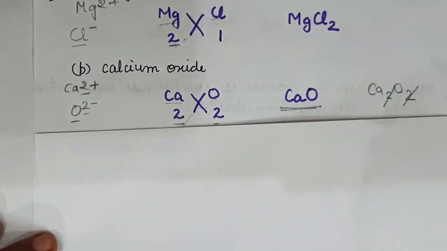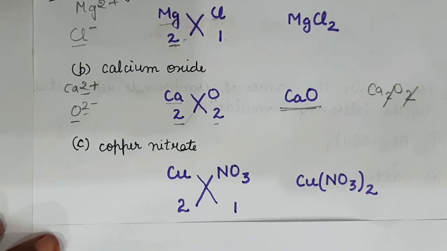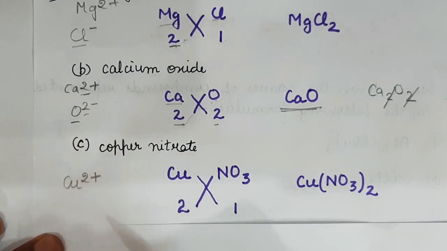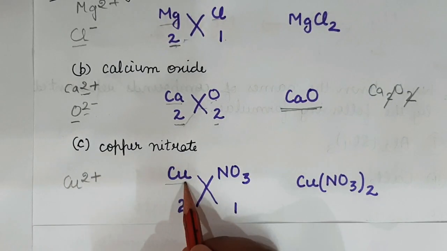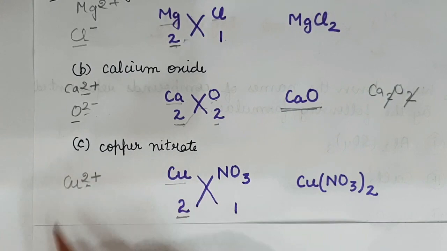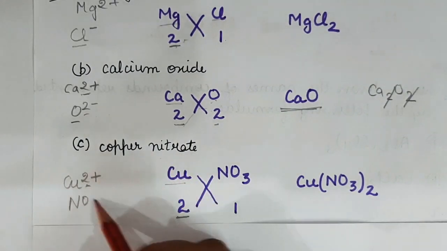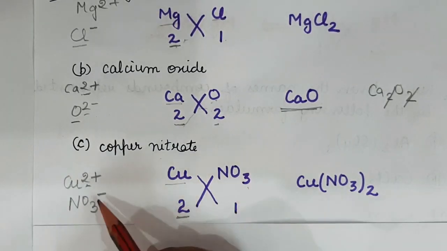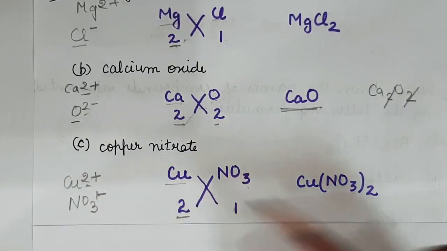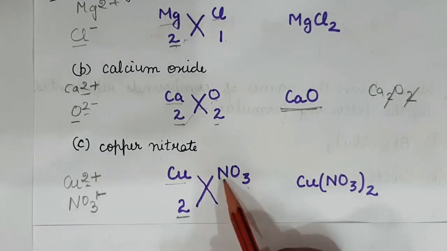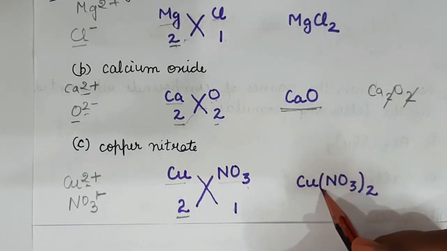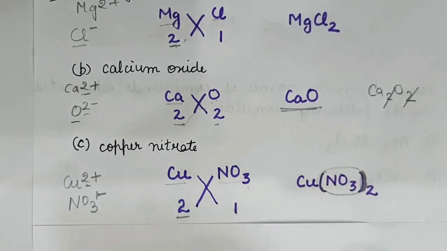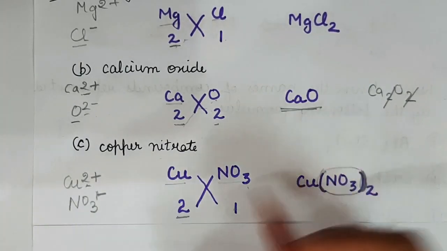Okay, now C part, copper nitrate. Copper is Cu2 positive. Okay, so Cu is a symbol, valency is 2. Nitrate, the formula of nitrate is NO3 negative. So NO3 is the symbol. What is the valency? 1. So just cross multiply. Cu, NO3. See, NO3 is a polyatomic ion. That's why I have enclosed in a bracket. This is a polyatomic ion. So bracket is required. So after that, 2.